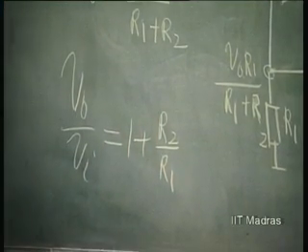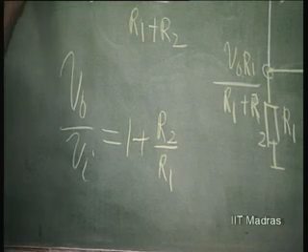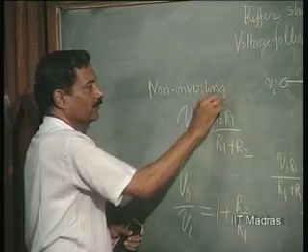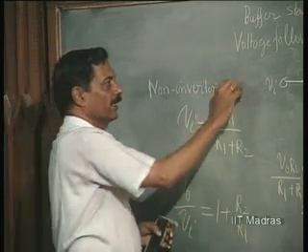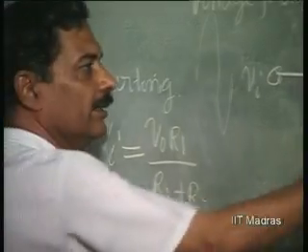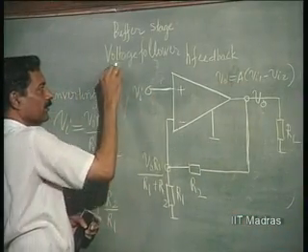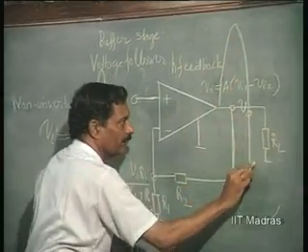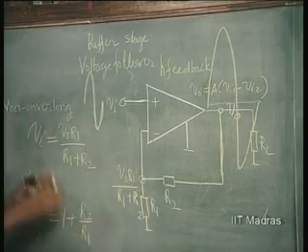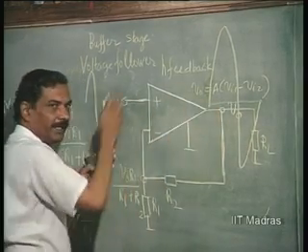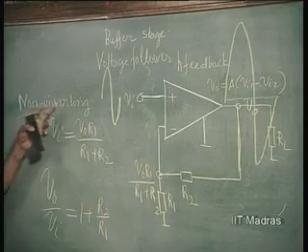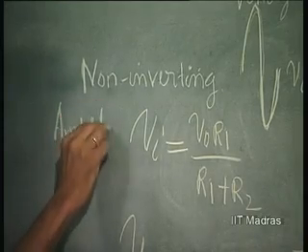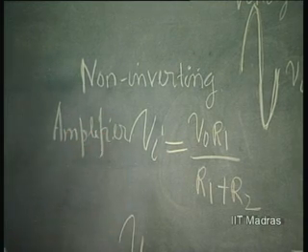That means this is called a non-inverting amplifier, because if this is sinusoidally changing this way, you will have this also having the same phase as this. This will be sinusoidal, and this also will be sinusoidal, but amplified. This input and this output will be in phase. That is what is meant by a non-inverting amplifier. The amplification factor is 1 plus R2 over R1.